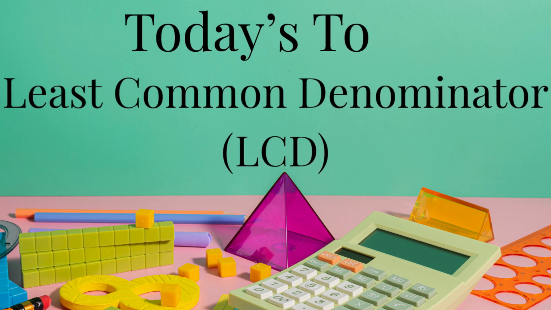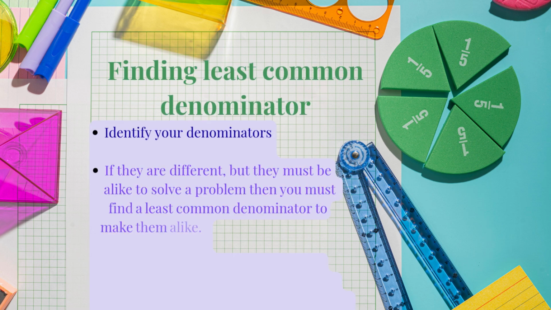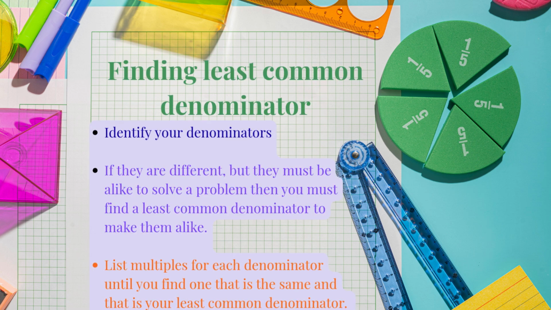Today's topic is least common denominator, also known as LCD. How do you find the least common denominator? First, you must identify your denominators. If your denominators are different, but they must be alike to solve a problem, then you must find a least common denominator to make them alike. So the first thing you must do is list multiples for each denominator until you find one that is the same, and that is your least common denominator.